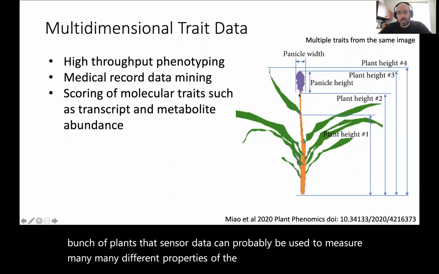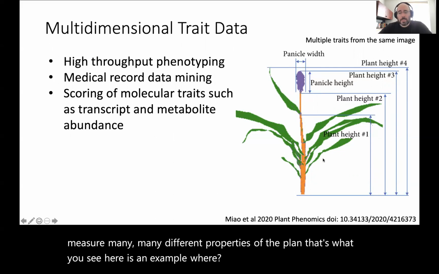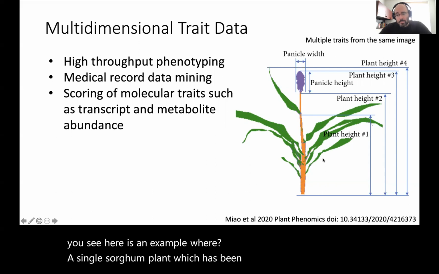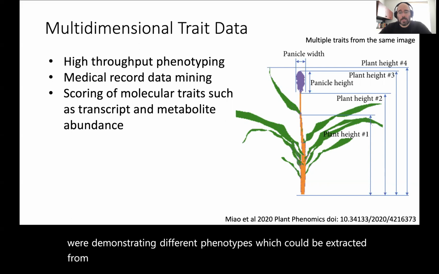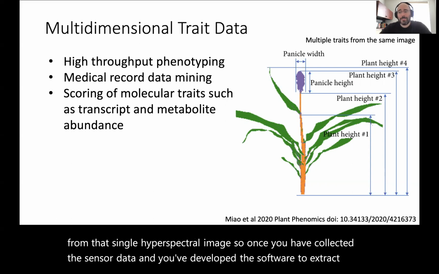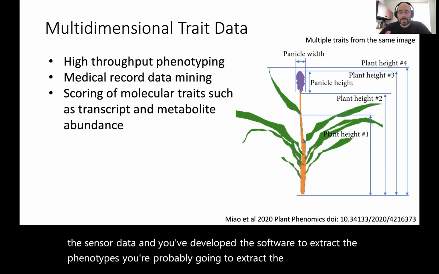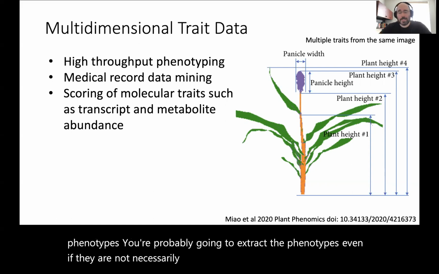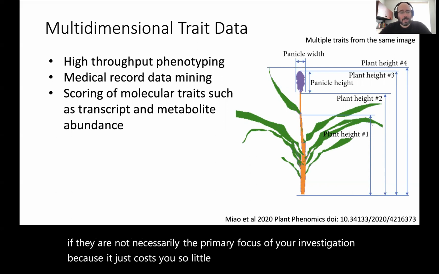That's what you see here is an example where a single sorghum plant which has been semantically segmented, we're demonstrating different phenotypes which could be extracted from that single hyperspectral image. So once you have collected the sensor data and you've developed the software to extract the phenotypes, you're probably going to extract the phenotypes even if they are not necessarily the primary focus of your investigation, because it just costs you so little additional to add them, and they might be helpful.